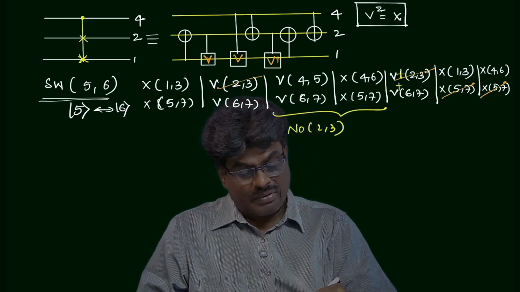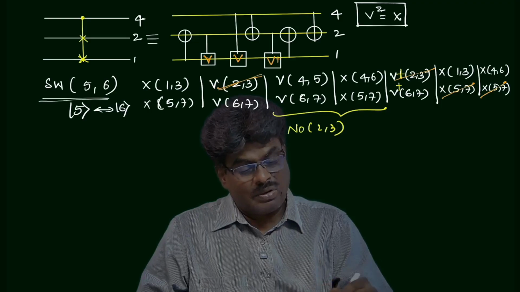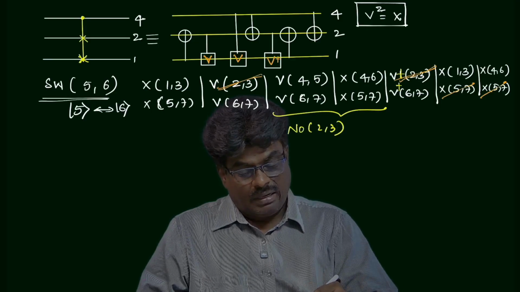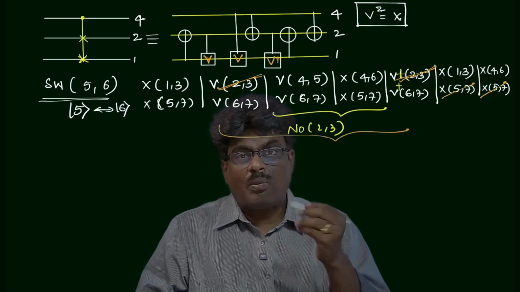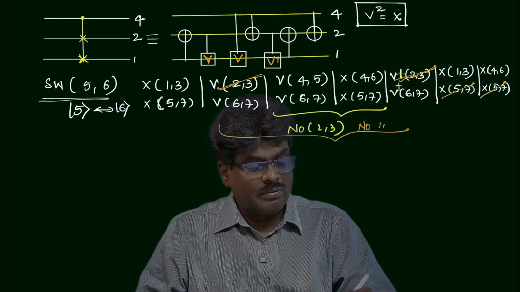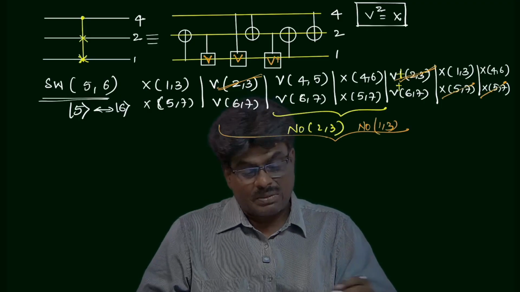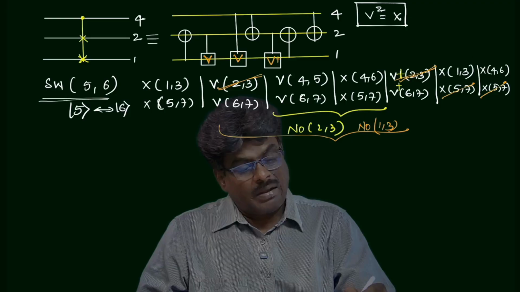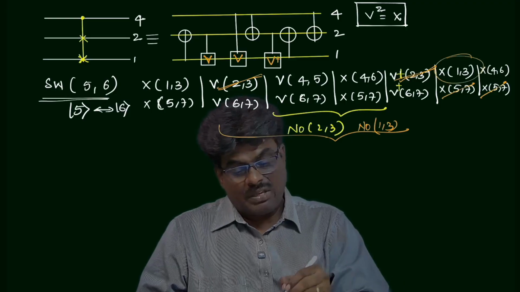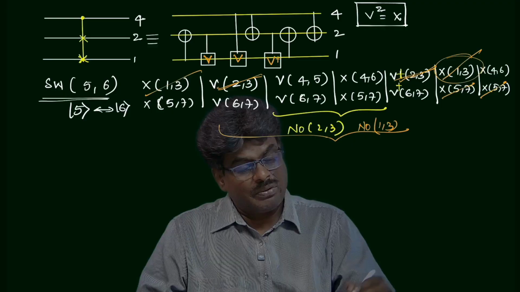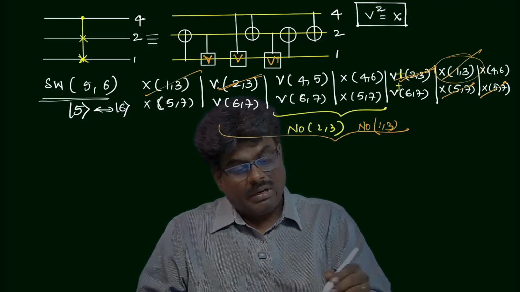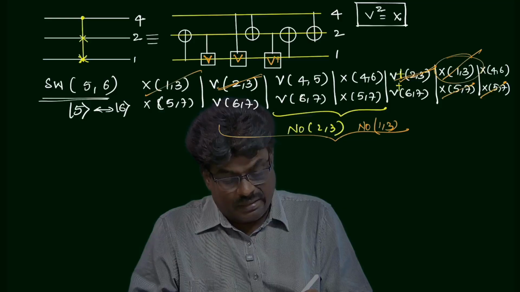So if you observe carefully again, after cancelling this 2 comma 3, 2 comma 3, and here there is no 1 and 3, no 1 comma 3. That's why this x of 1 comma 3 you can write here. These two commute and that also gone. Now let me write what is the remaining.